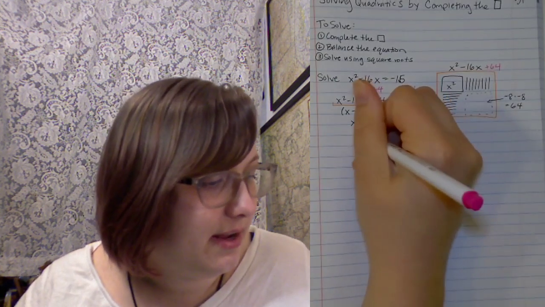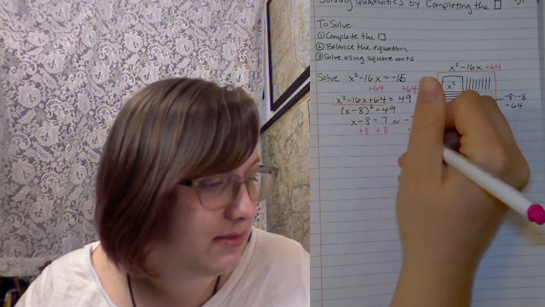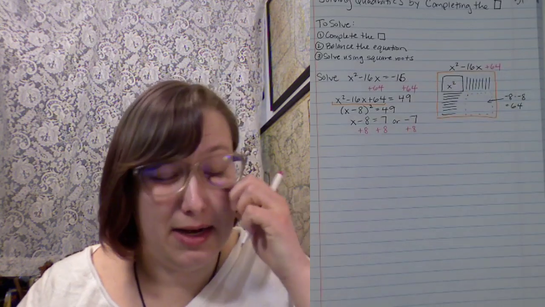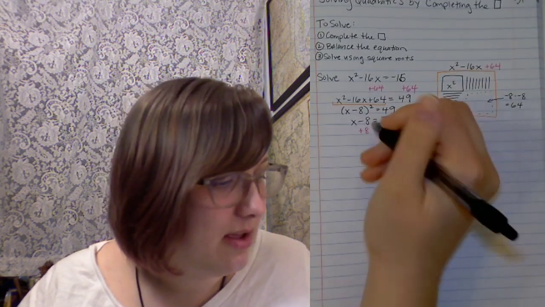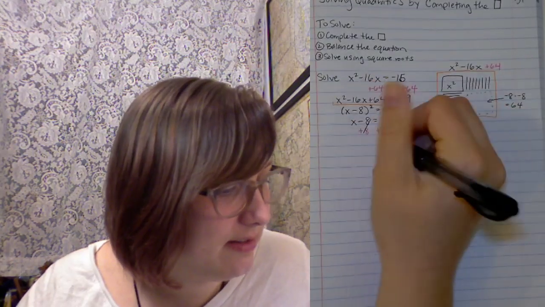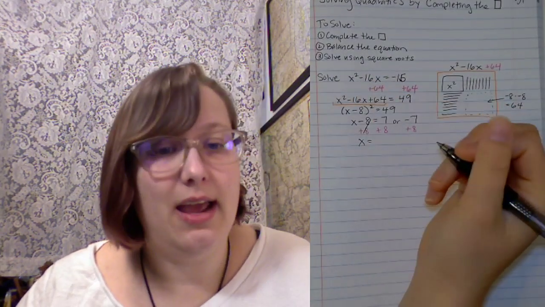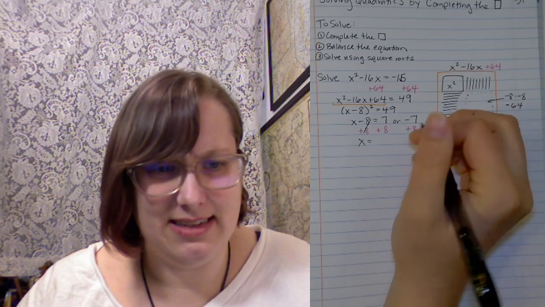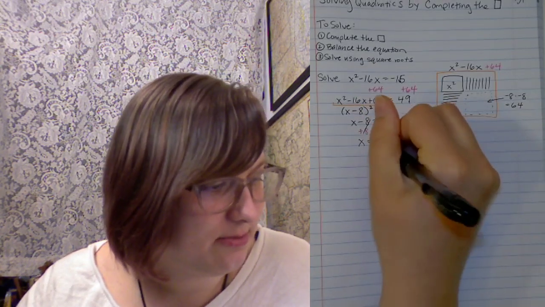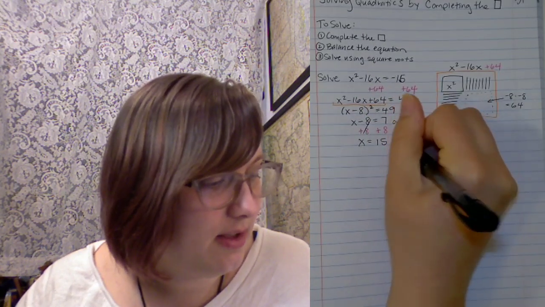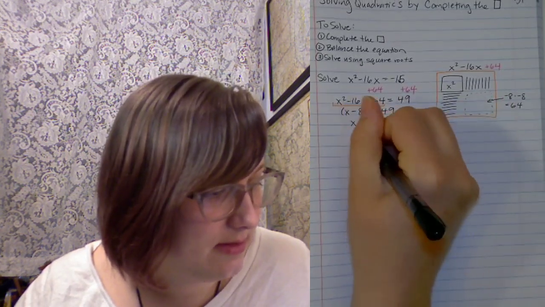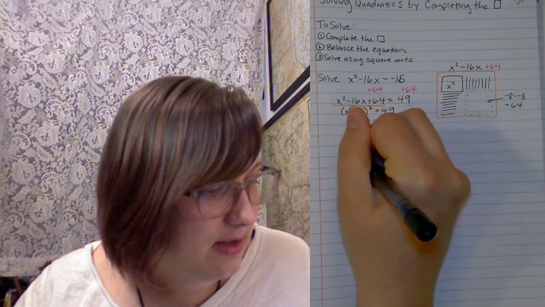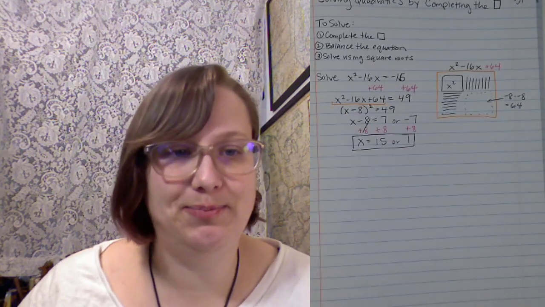So then I'm going to add 8. I'm going to add 8 in both equations, which I didn't really write both equations. I ran out of room. But I get x equals 8 and 7 is 15, because it's 1 less. And then negative 7 plus 8 is 1. And I get both equations.